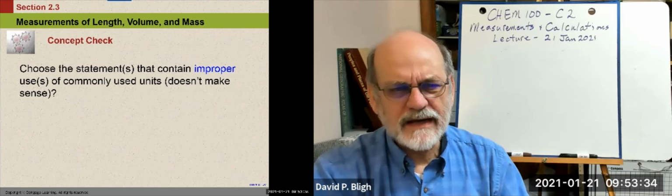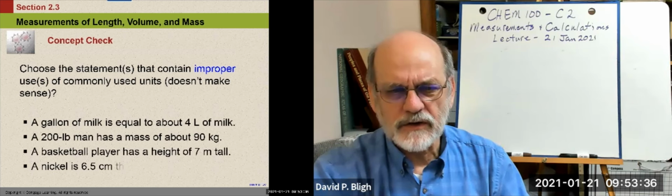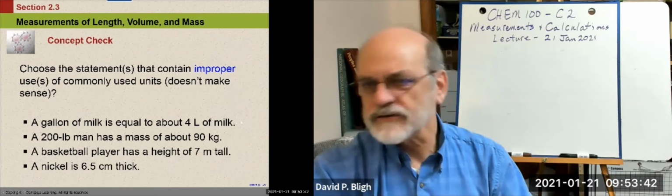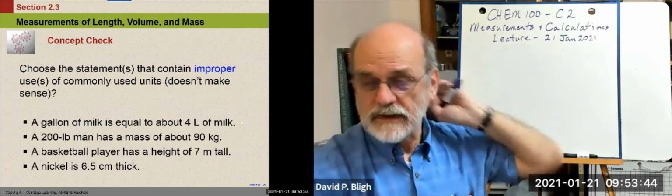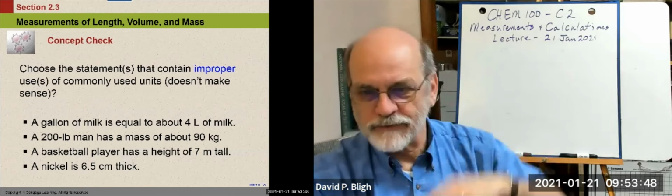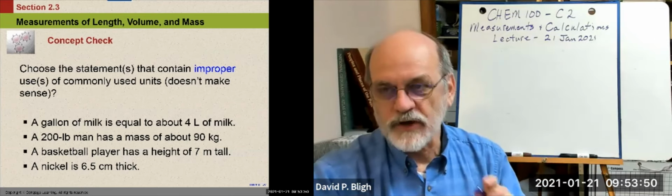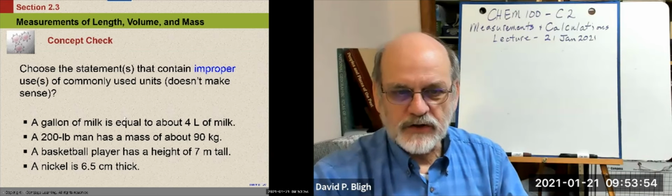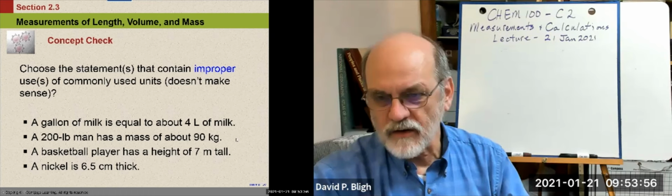Here are statements which contain improper uses of commonly used units. A gallon of milk is equal to about 4 liters of milk. That's true. That's actually 3.8 liters, but roughly, if you round it off, and we'll talk about rounding a little bit later. A 200-pound man has a mass of 90 kilograms.